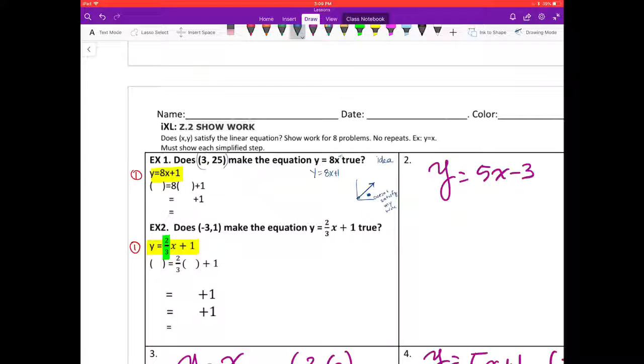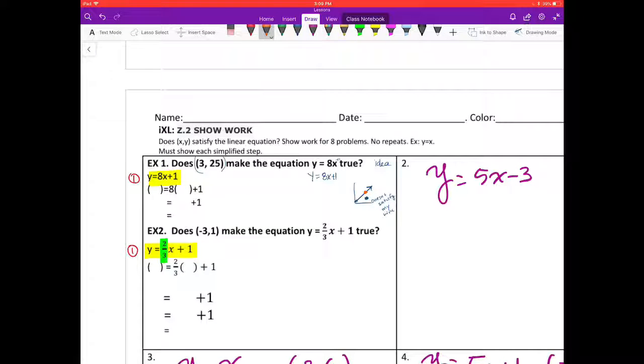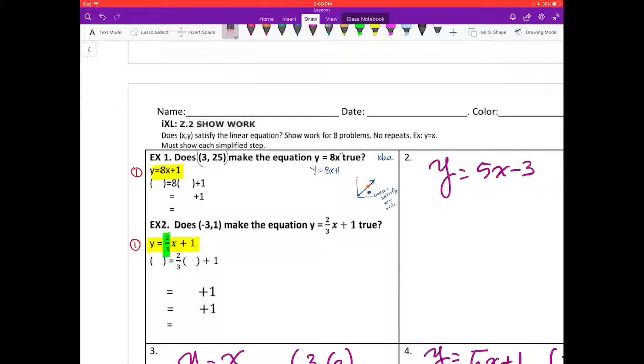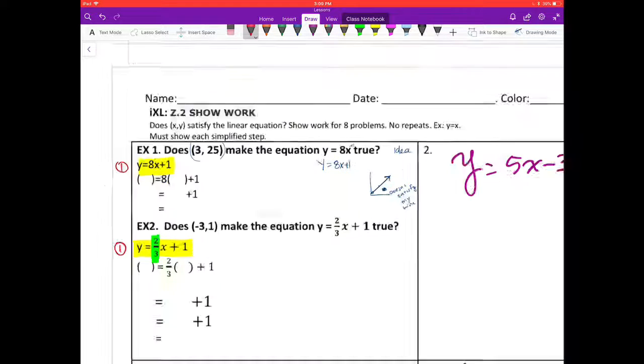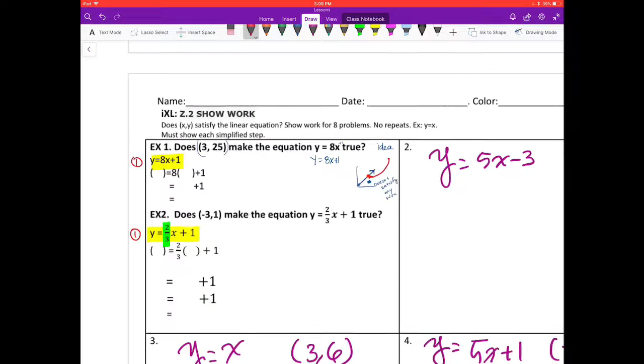This one. But this one would. So here's what you do. If I take my point and I put it in the line, I can tell if it satisfies, if it makes a true statement.